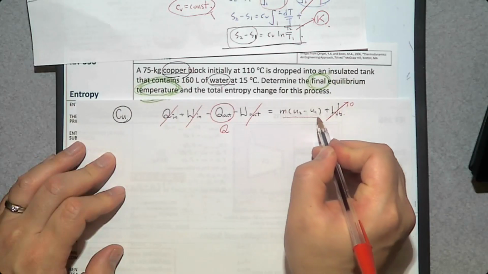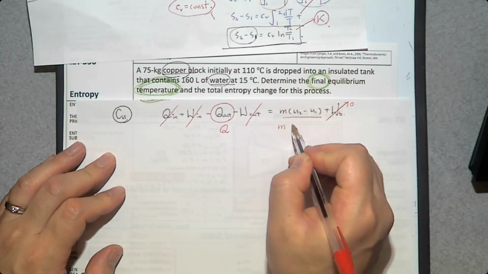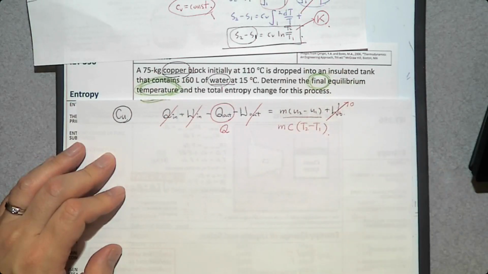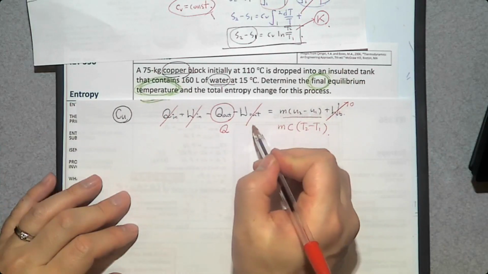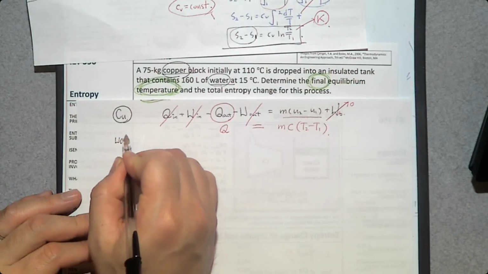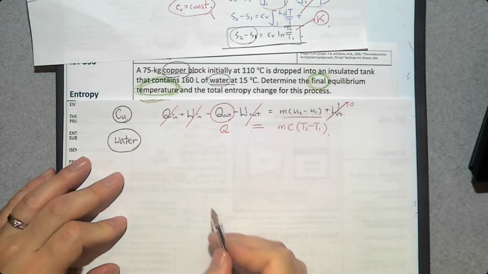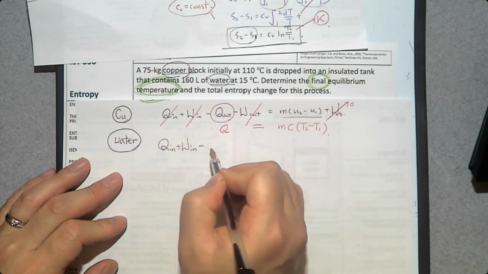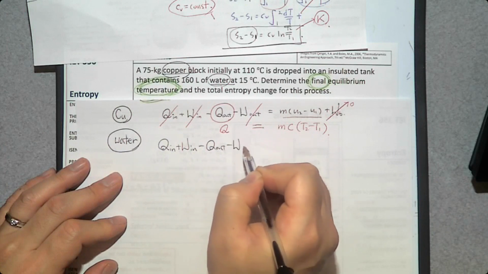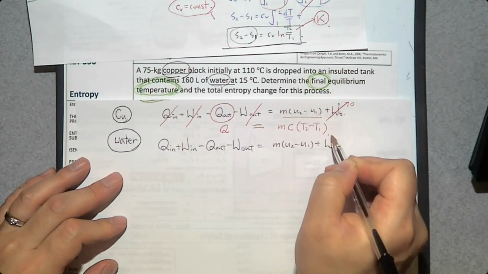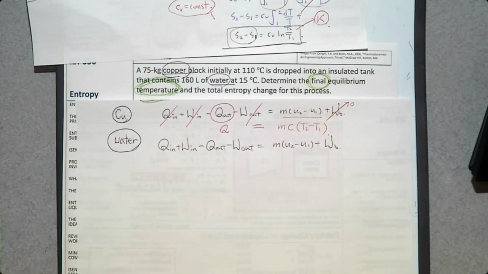And how do you determine this one? Mass times specific heat times T2 minus T1. So that is the energy balance equation for this copper block. Then now we have one more system, that is water. Then what is the energy balance equation? Q in plus W in minus Q out minus W out is going to be mass times U2 minus U1 plus moving boundary work.